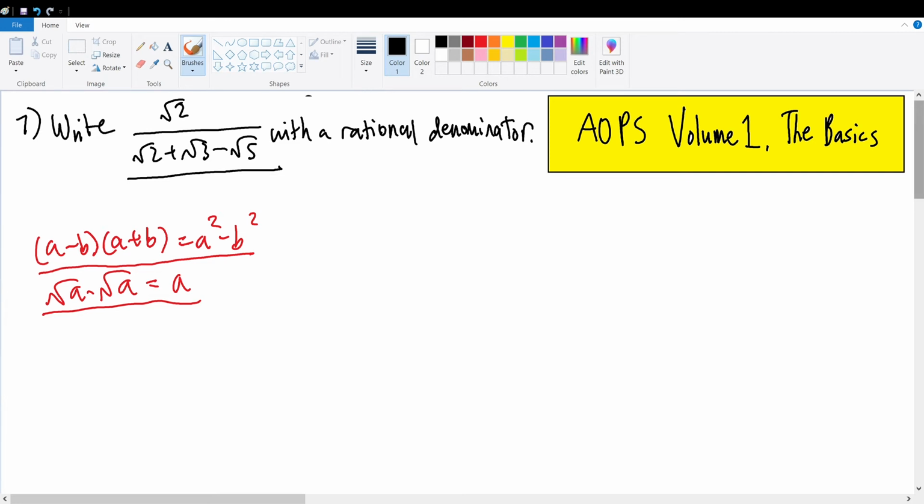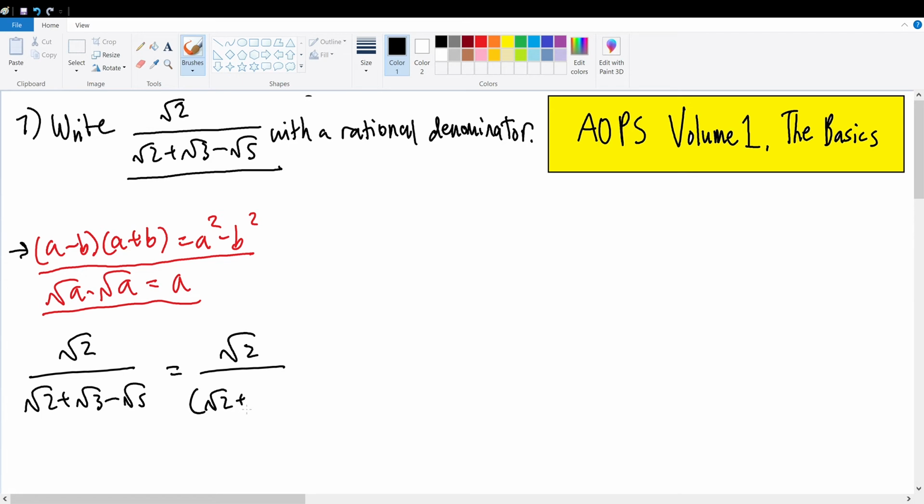So we'll rewrite root 2 over root 2 plus root 3 minus root 5 to correlate with this rule. A plus b times a minus b is equal to a squared minus b squared. To do so, we will group root 2 plus root 3 together and call the grand thing as our term of a. So we're going to assume root 2 plus root 3 as our a term and root 5 as our b term. Therefore, a minus b correlating with this equation must multiply it with a plus b.